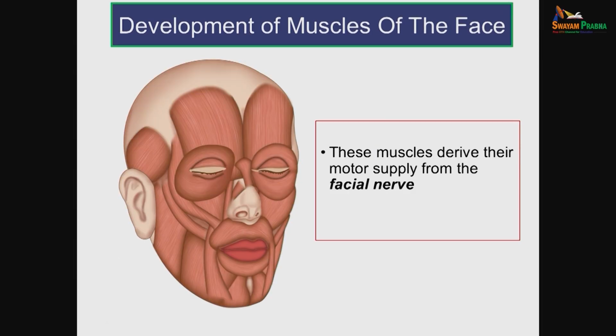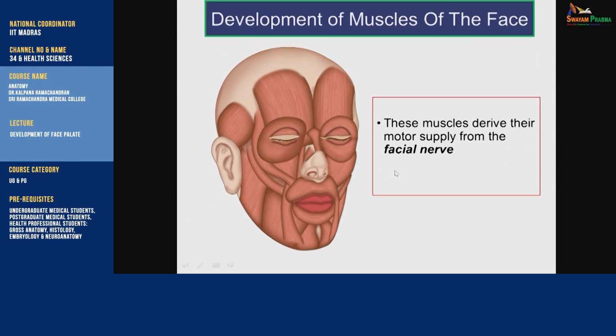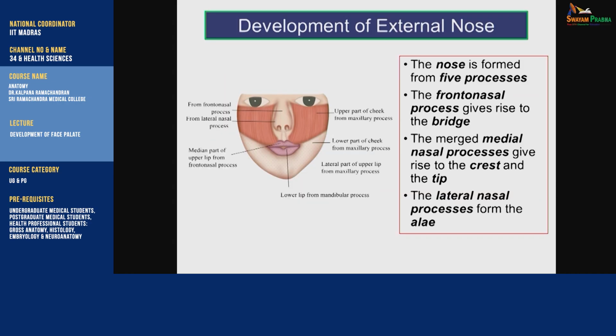Since the muscles of the face are derived from the second pharyngeal arch, the nerve of the second pharyngeal arch is the facial nerve, and hence the muscles derive their motor supply from the facial nerve.